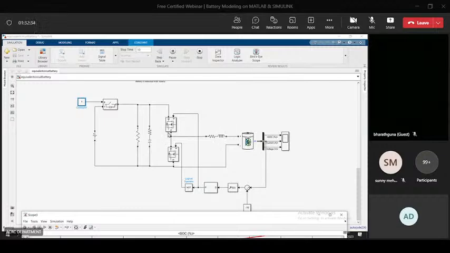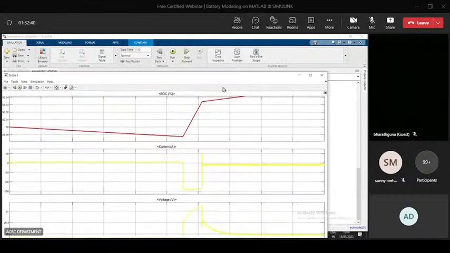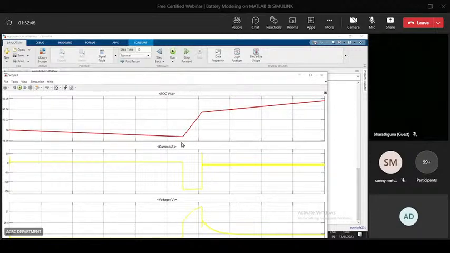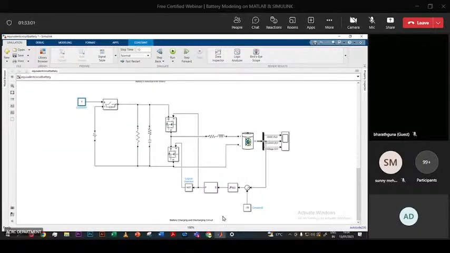Initially the current was flowing in this direction, now the current will start flowing in this direction, and then the battery will charge. So when I switch to the charging state, we can see there is a change in the SOC. Now my SOC starts increasing instead of discharging. I hope you are clear with it. Okay, so this was my battery charging and discharging explanation.